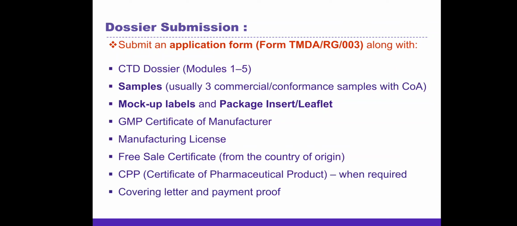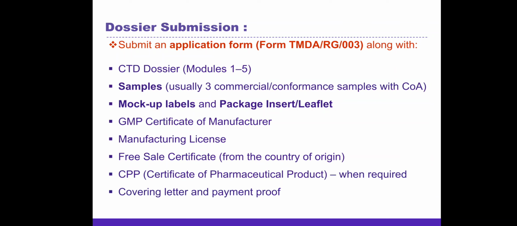Now we'll see the second stage of product registration. It is a dossier submission stage. We have to submit the dossier in CTD format, and first of all we have to fill the application form. Application form is issued by the TMDA with format number TMDA/RG/003. This is the application format number. Okay. Then we have to compile the dossier in CTD format having module 1 to 5.